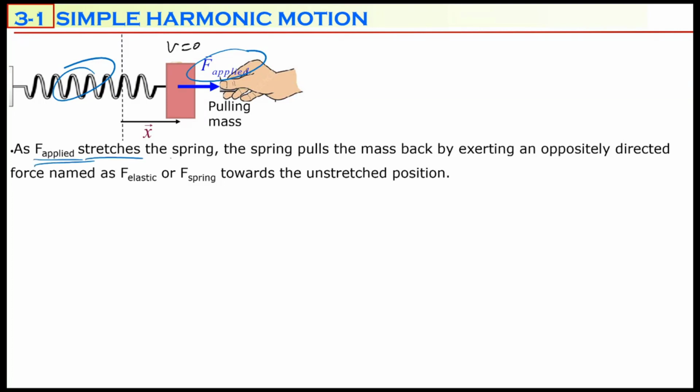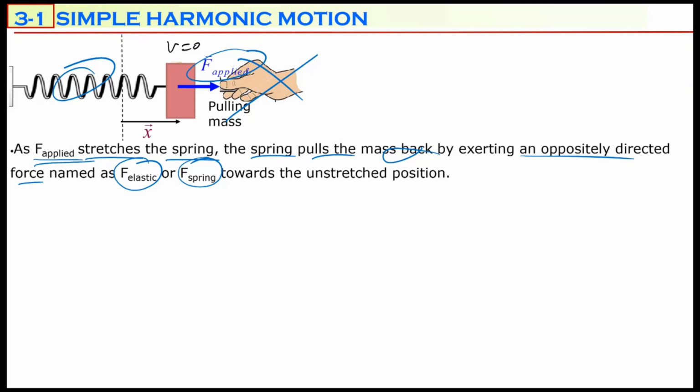So as F applied stretches the spring, the spring pulls the mass back by exerting an oppositely directed force named elastic force or spring force. Why is it called elastic? Because the spring is an elastic object. An elastic object is the object you defined in 10th grade. After deforming an object, after changing the shape of an object, if the object takes its original shape, that object is called an elastic object. When you release this object, when you remove your hand, you are going to see that this spring takes its original shape. That's why the spring is an elastic object.